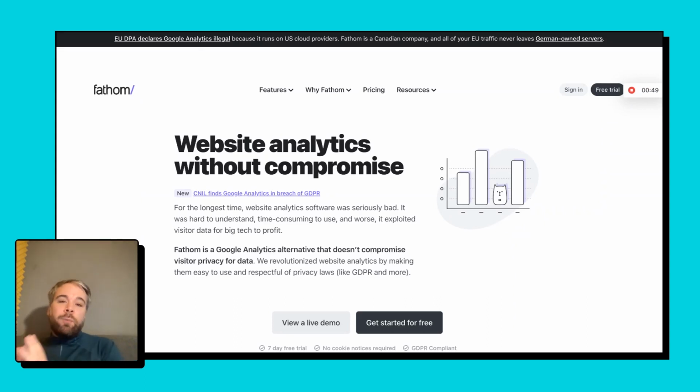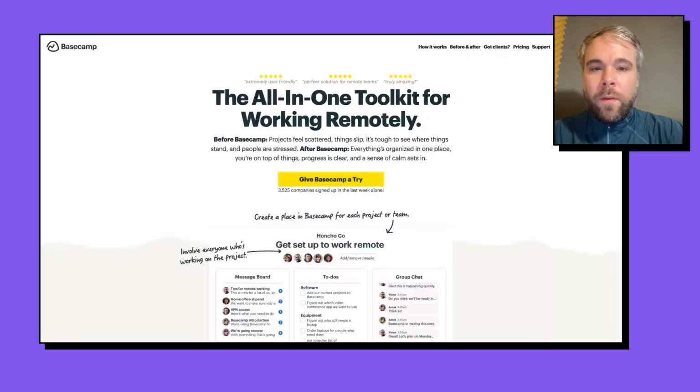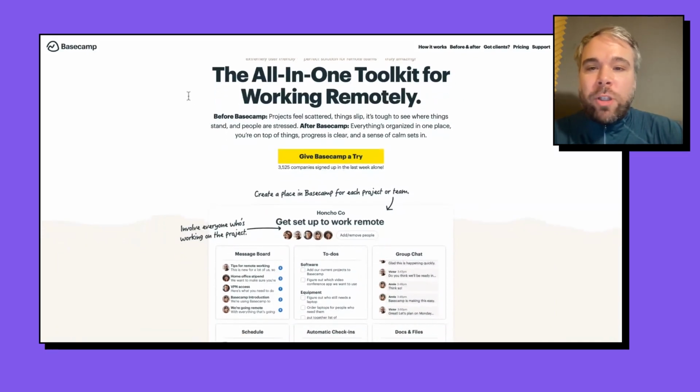So we've got a really nice before and after. Before, you'll be using this bad analytics software that is unethical, and after, it's going to be simple, easy, and respectful of privacy laws. This is a great version of text that describes the before and after whilst building pain of the current way. Another great example of the before and after, and one that is quite literal, is the Basecamp landing page, where it actually says before Basecamp and after Basecamp.